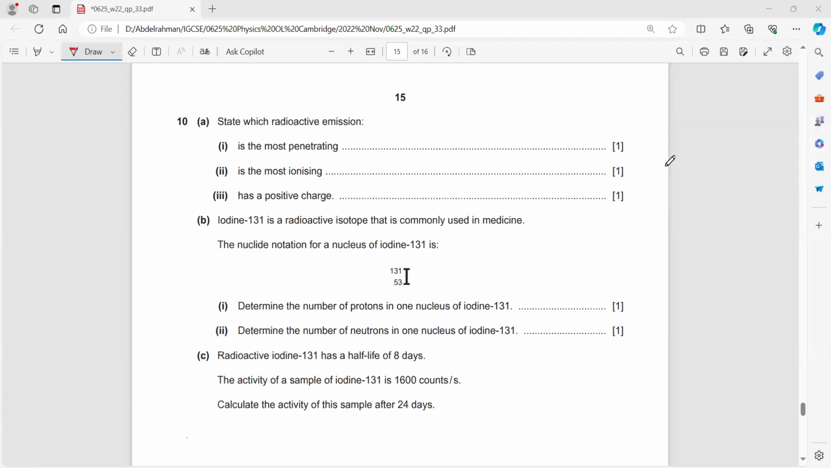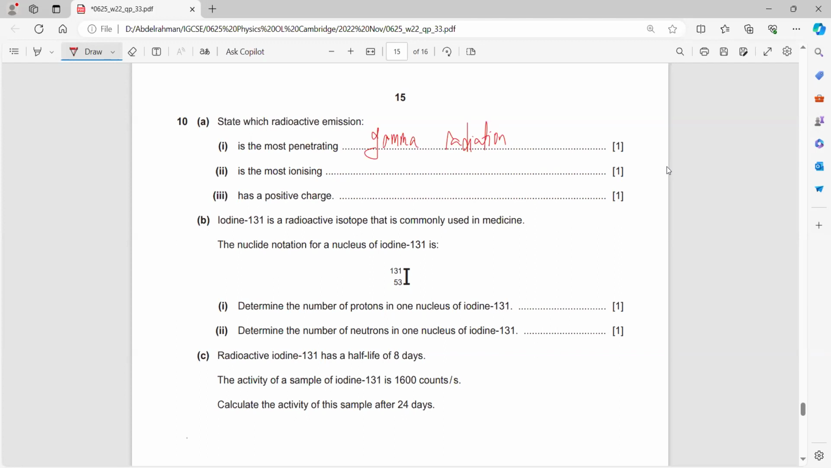Let's see. What's the most penetrating emission? Tell me. Gamma rays, right. This is the most penetrating. It's quite easy. Why? Because it's gamma radiation. It has no mass and a very high speed. Thus, it can penetrate almost everything. Gamma radiation.